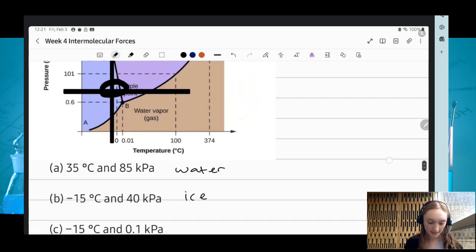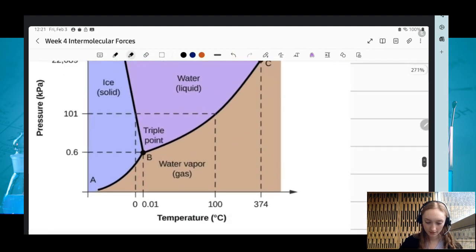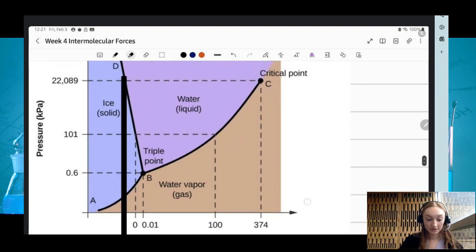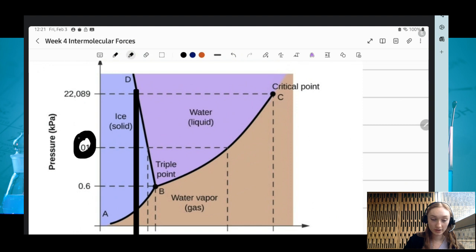Now let's move on to C. We have a temperature of negative 15 degrees Celsius as well, and 0.1 kilopascal. So when we go back to the negative 15, and then 0.1, it looks like these values on the left are not linear, because this is 101 and this is 22,000, so I'm thinking 0.1 is maybe somewhere around here.